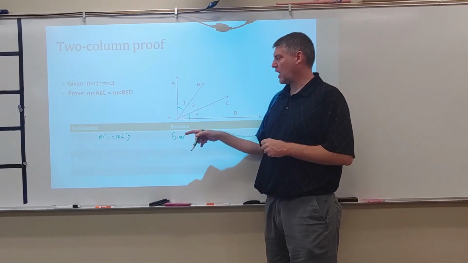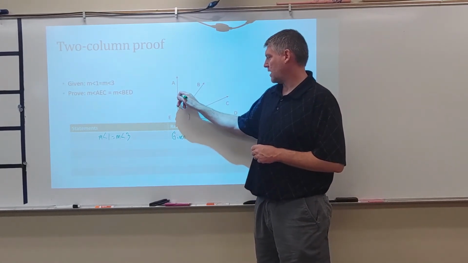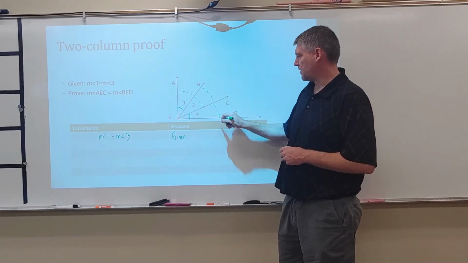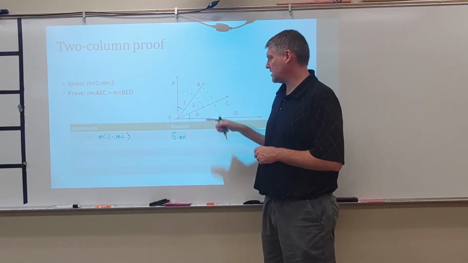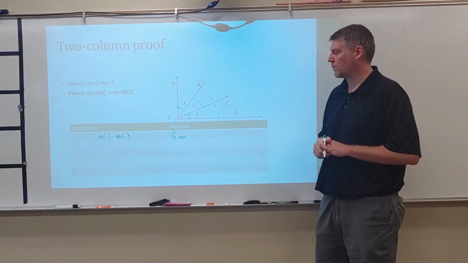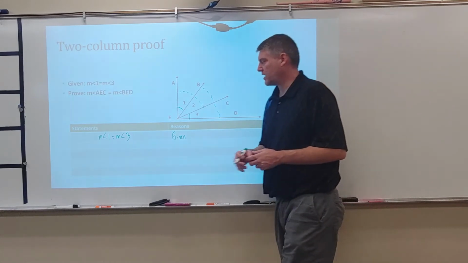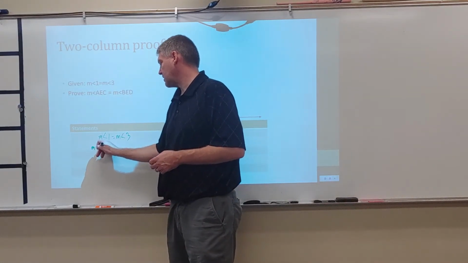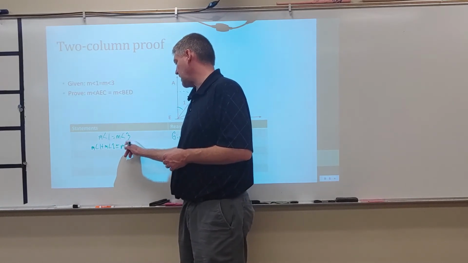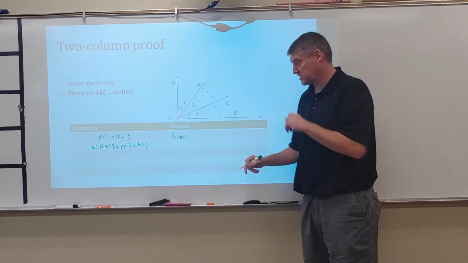So now I have what I'm trying to prove. I'm trying to prove this angle is congruent to this angle, right? AEC is equal to measure of BED. So I'm trying to show that those two are equal. Well, what can I do to both sides to maintain equality? Well, what I could do is I could add angle 2. If I add angle 2 to both sides, did I change my equality? The answer is no, I didn't change my equality.